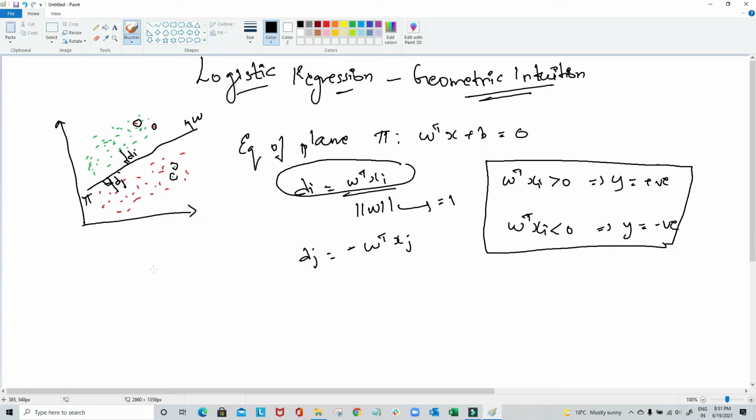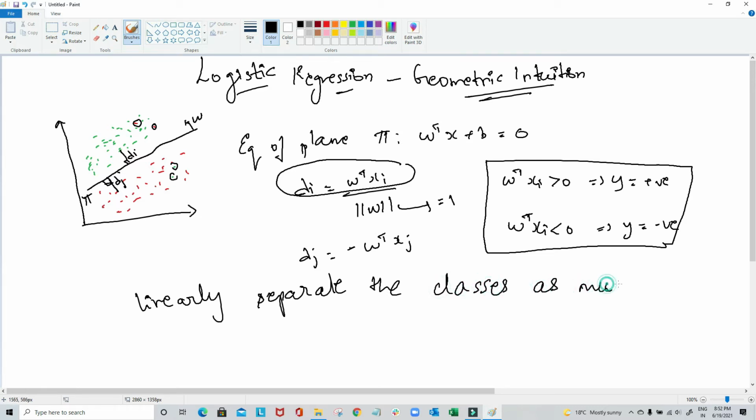So we defined our main objective of logistic regression as to linearly separate the classes as much as possible.